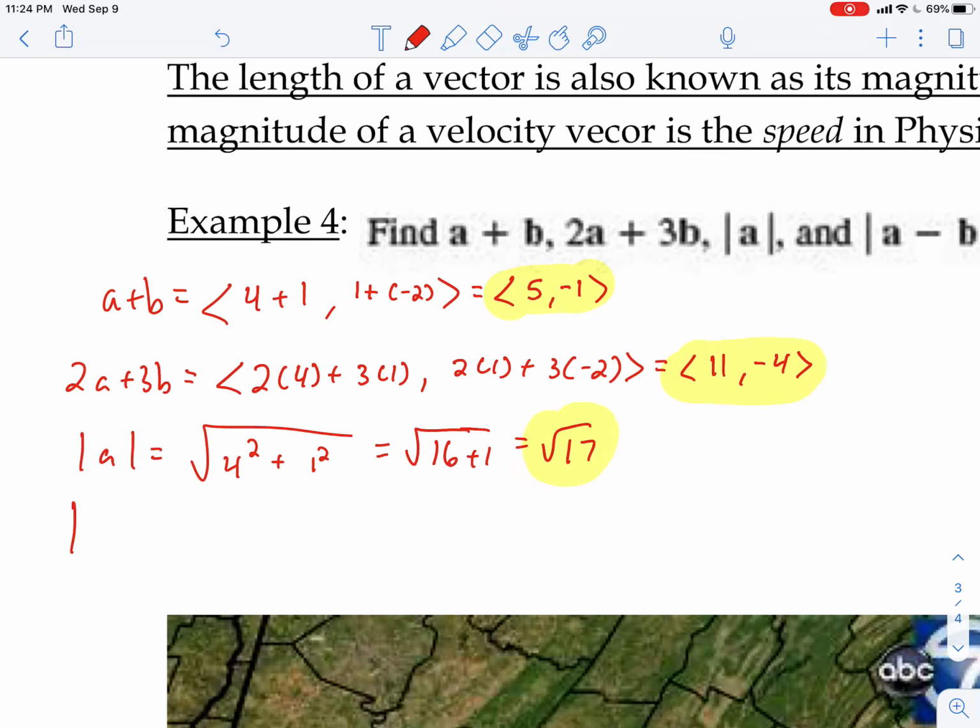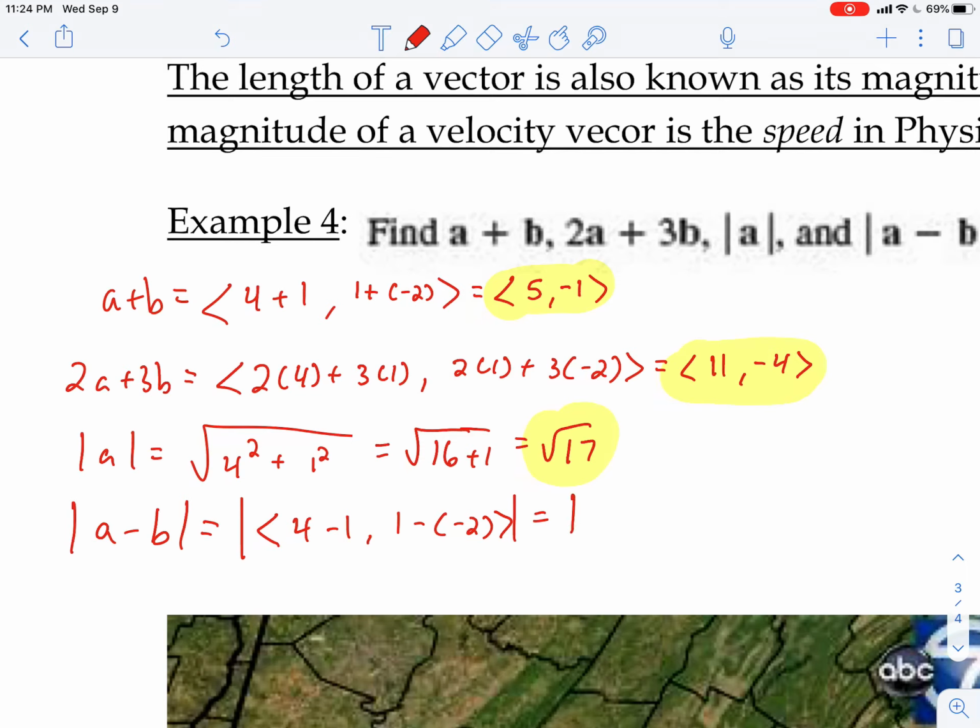Now, the last one is we're going to find the distance or magnitude of A minus B. So the thing that I'm going to do for this one is I'm going to go ahead and find the vector A minus B. And so I'm going to have A minus B inside, and I'm going to do 4 minus 1, and then 1 minus negative 2. And that's going to be the vector A minus B.